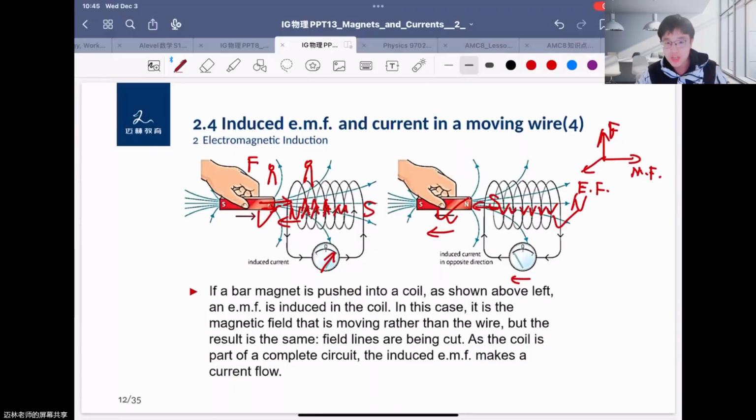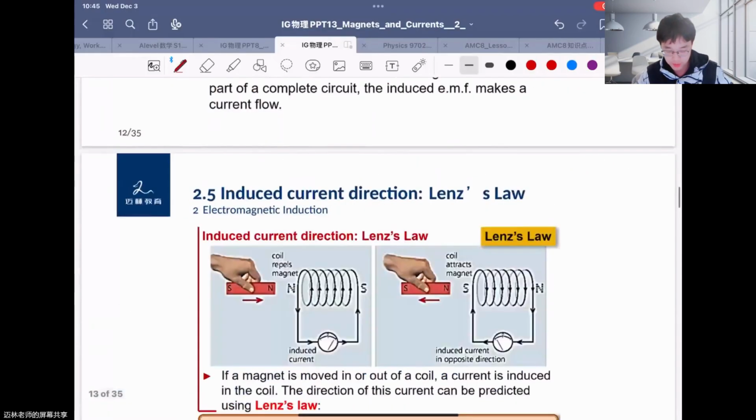So each time when you're closing, I will induce a magnetic field to repulse you. And if you're coming closer to me, there is a repulsive force, and when you are leaving me, I will attract you. So this is like the induced electromotive force in the moving wire.